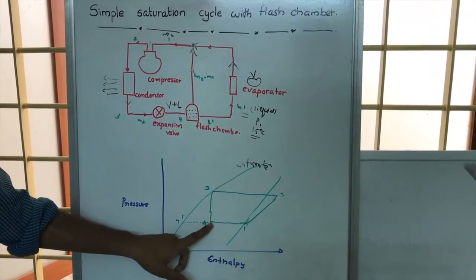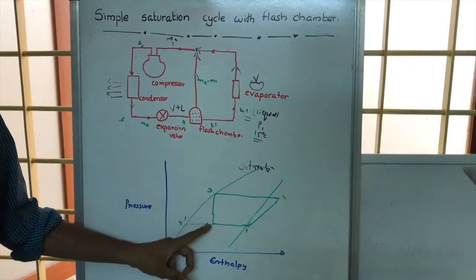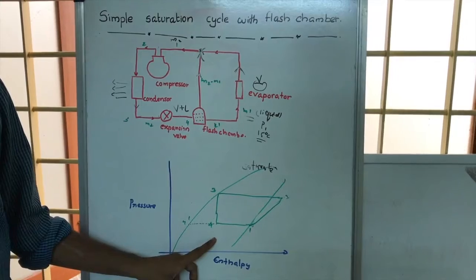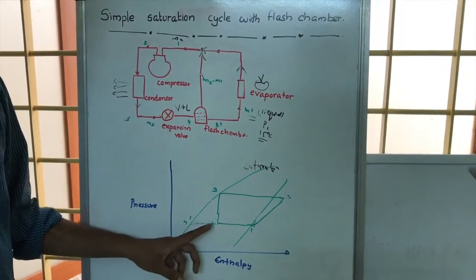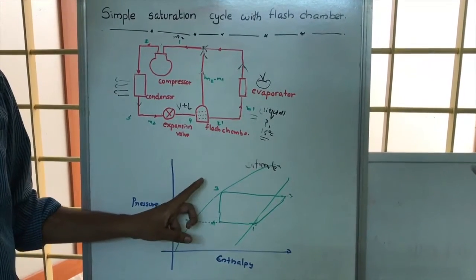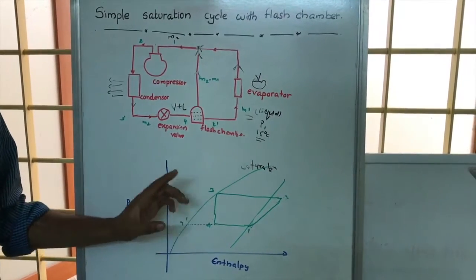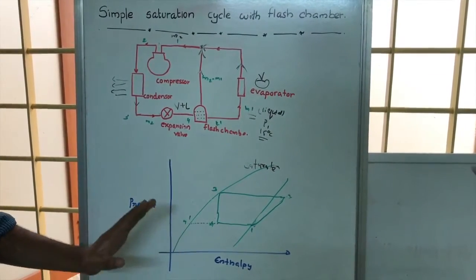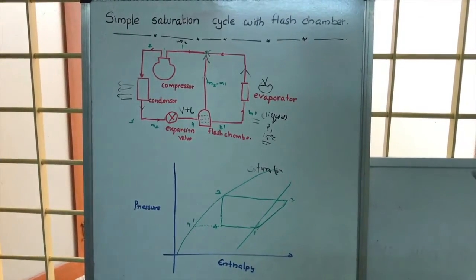It is 3-4, and the thing to be noted is that in this 3-4, the enthalpy remains constant. It is an expansion valve, and here enthalpy remains constant. That means H4 is equal to H3, but the thing to be noted is H3 is on the saturated line, so H3 is HF3 itself. That is the enthalpy of the saturated liquid.